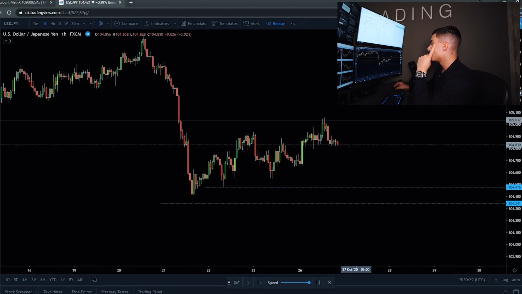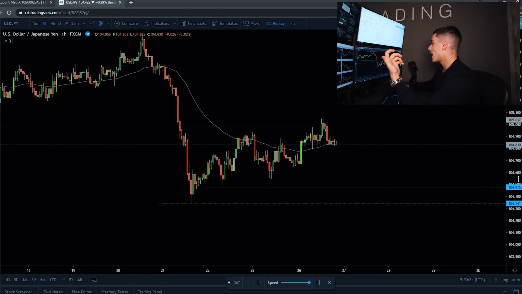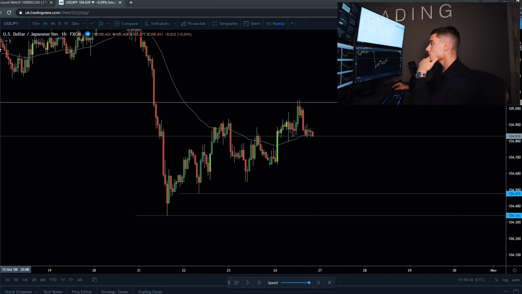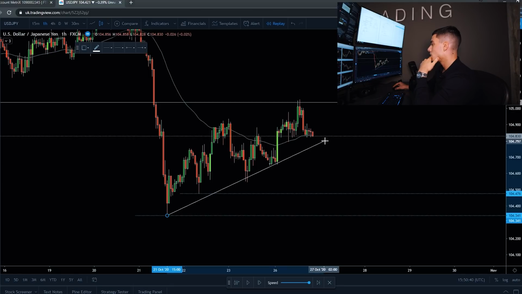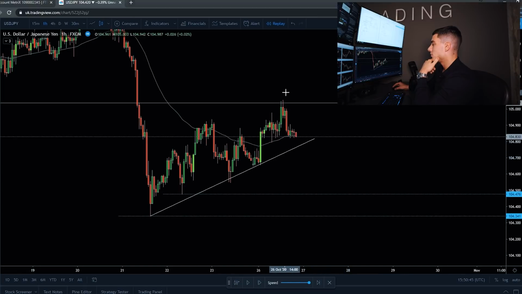Dropping down onto this hourly time frame, I like to apply a 50 period moving average and see how price is reacting to that. I also have a trend line in here from this low, just along the bottom like that. Bit of a counter trend line in there as well.